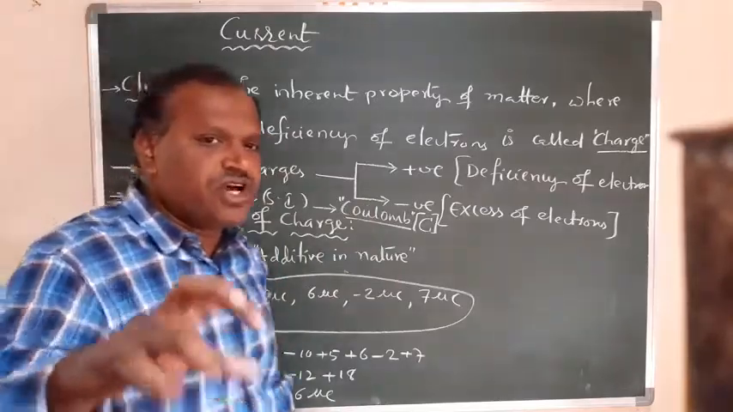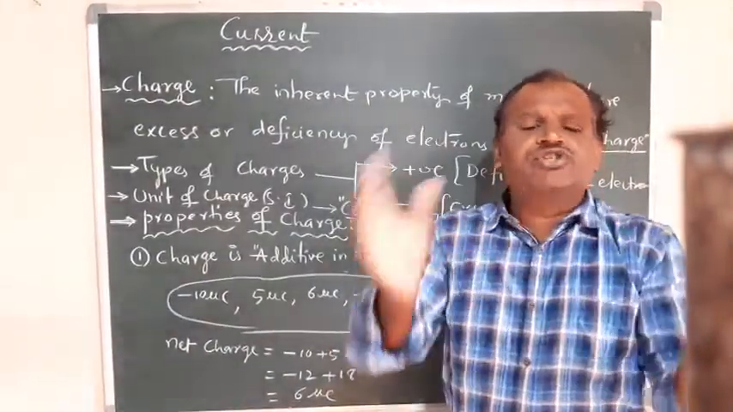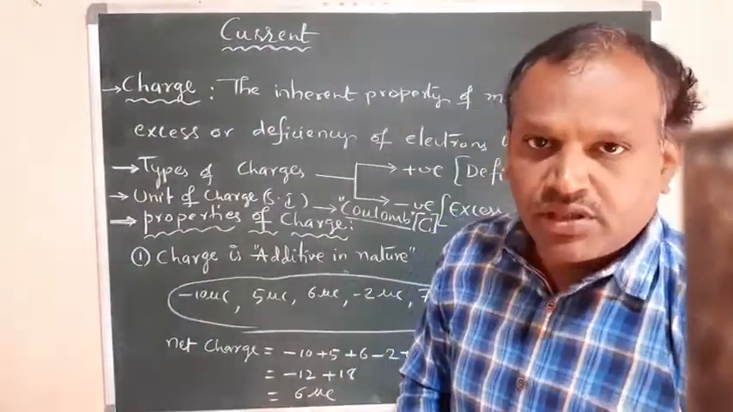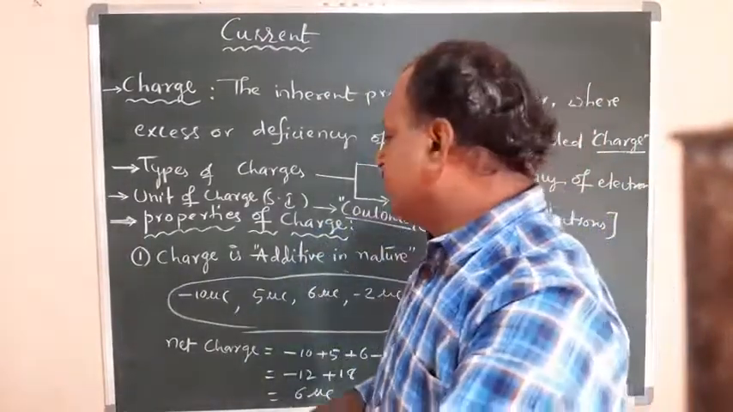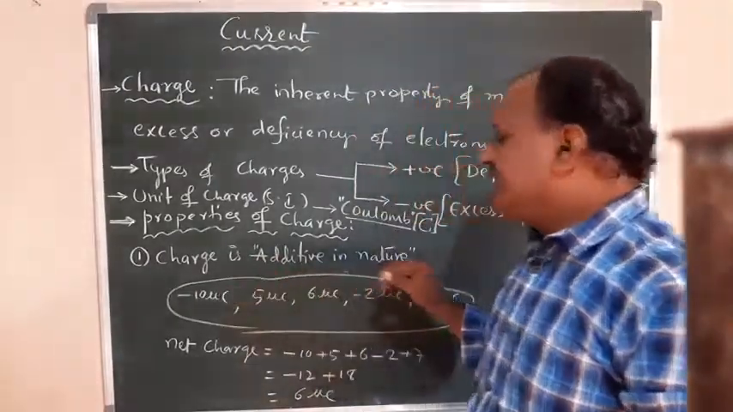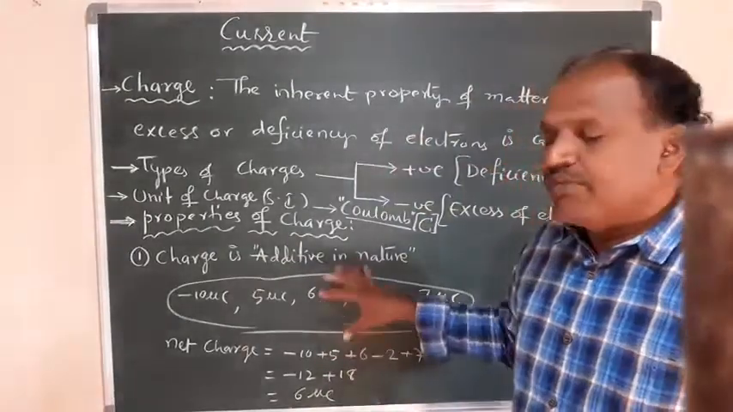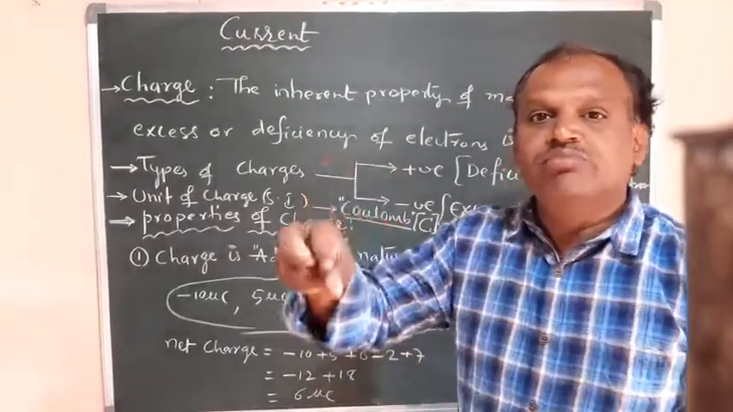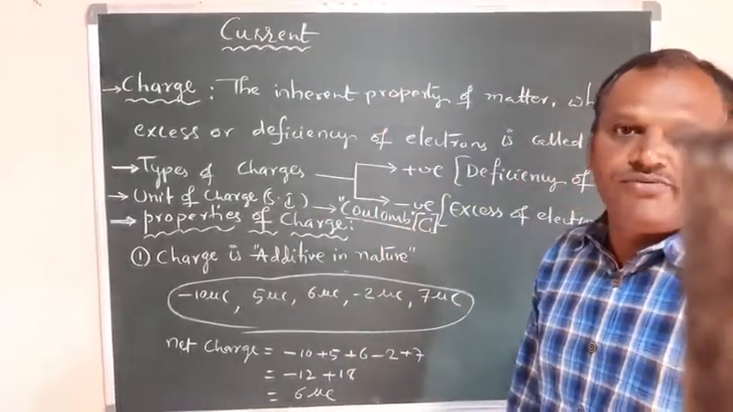Whenever the number of charges are provided for the given object, the net charge on that object will be just make them to add algebraically. Then you can get the net charge over that object, right? So that is what we have here. It is the first property of charge, which is that charge is additive in nature. Which represents we can add all the charges given to that object algebraically. That is the meaning of this statement, right? This is the first property of charge.